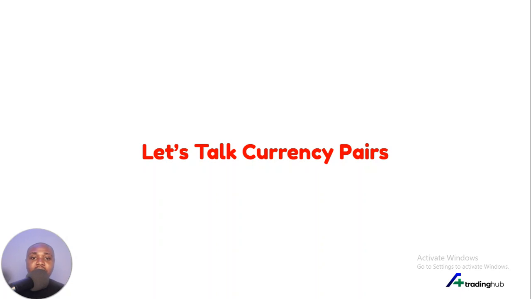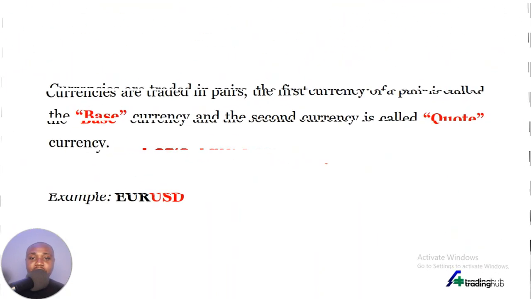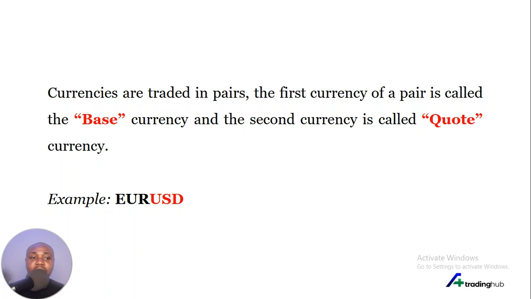Let's talk currency pairs. Currencies are traded in pairs. The first currency of a pair is called the base currency, and the second currency is called the quote currency. For example, EUR, which is euro, is the base currency. Then USD, which is dollar, is called the quote currency. So always know that currencies are traded in pairs. You trade one currency for another.